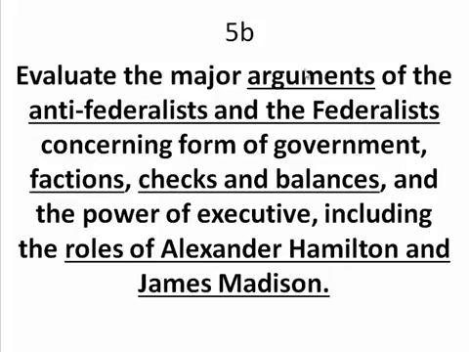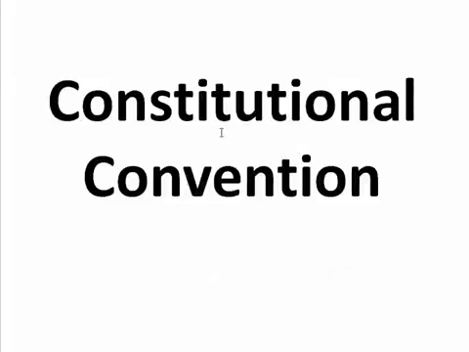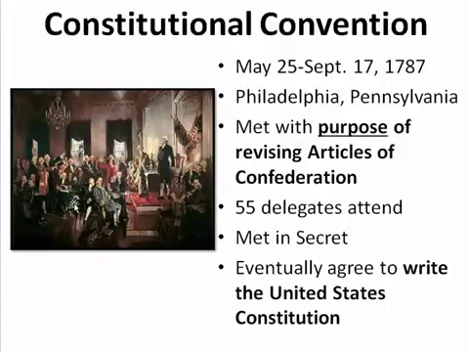Okay, let's look at 5B. This is a very large one. It says, evaluate the major arguments of the Anti-Federalists and the Federalists concerning the form of government, factions, checks and balances, and the power of the executive, including the roles of Alexander Hamilton and James Madison. So that's what we're going to look at. The Constitutional Convention of Philadelphia, which we talked about in the last video, was held from May to September 1787, and they met in secret. They eventually drafted and signed the United States Constitution, but one of the things they had to do is ratify it.